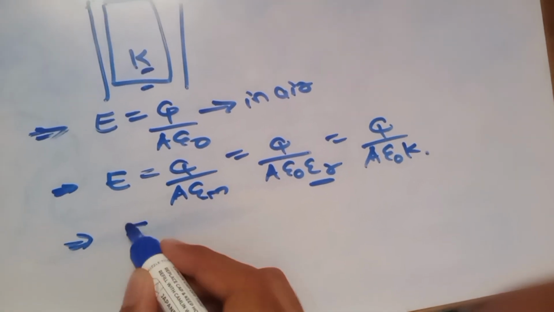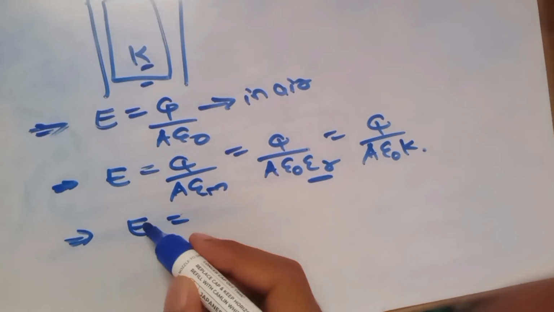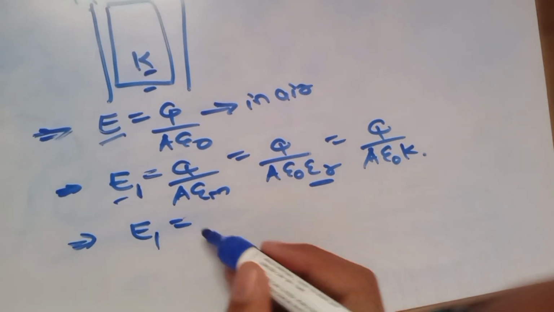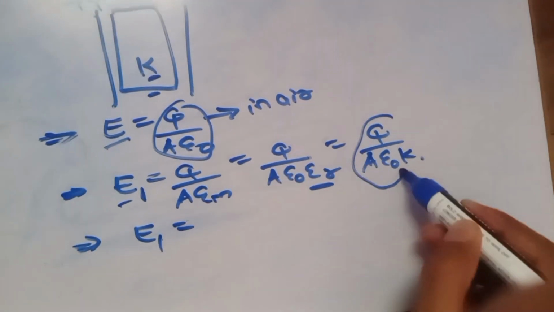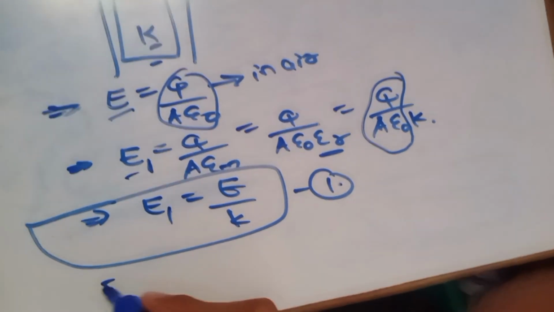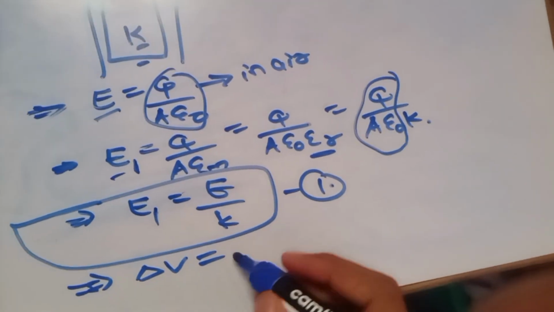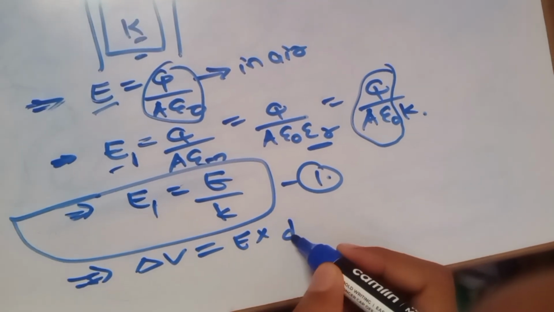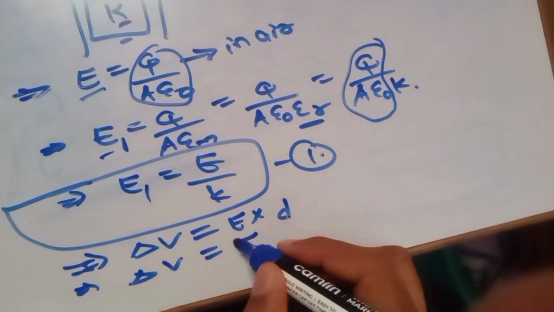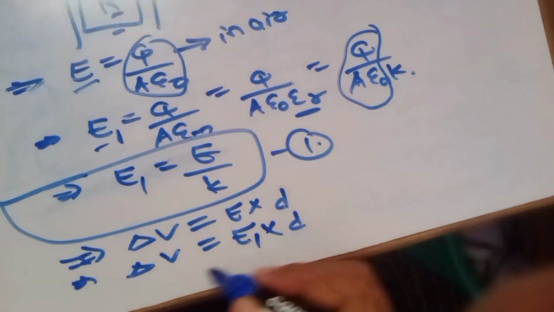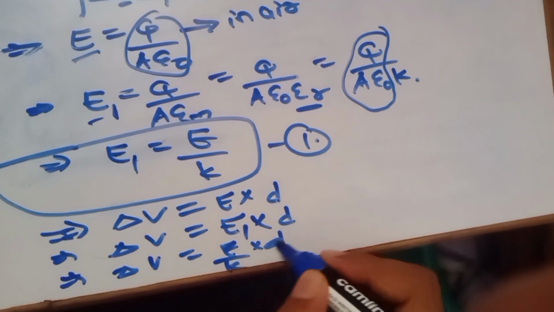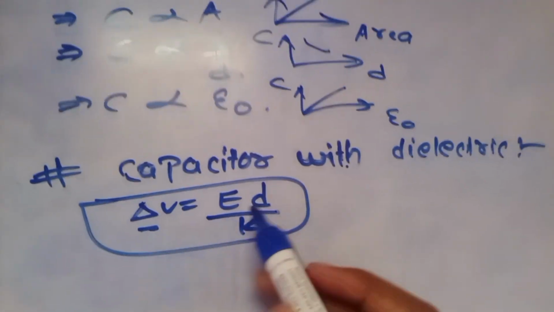So we can also write this as E1, to distinguish between E and E1. E1 equal to E by K. This is the first equation. And delta V equal to E into D, so delta V equal to E1 into D. So delta V equal to E by K into D. Here we get delta V equal to ED by K.